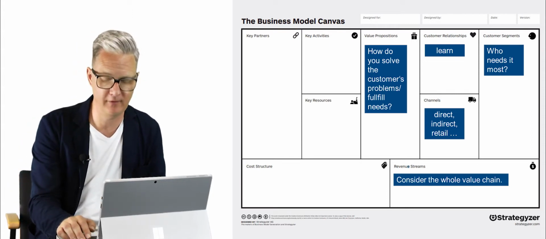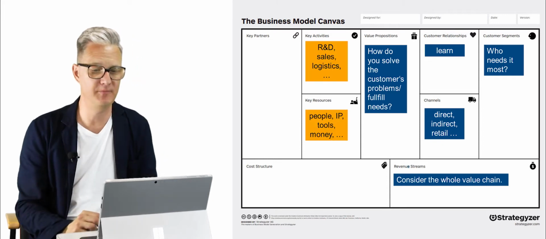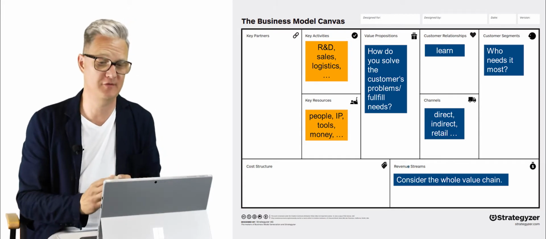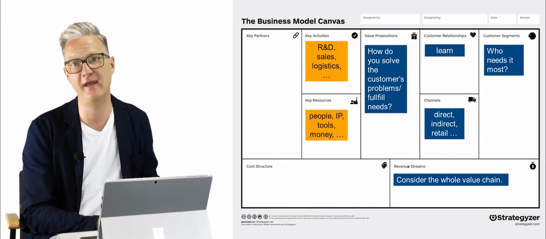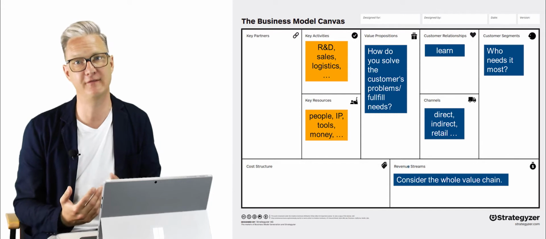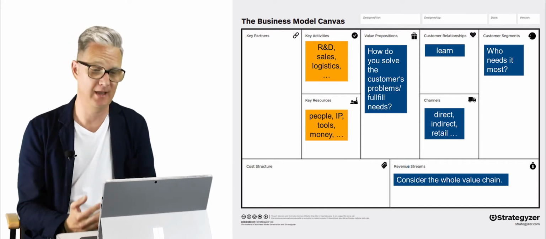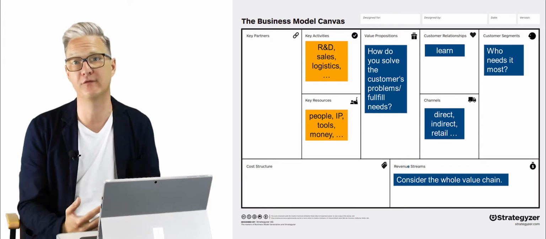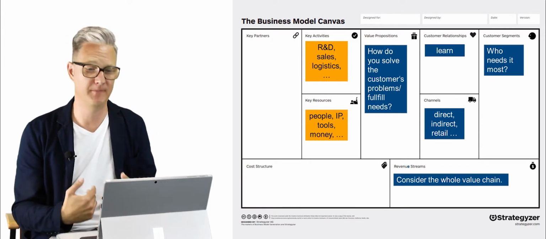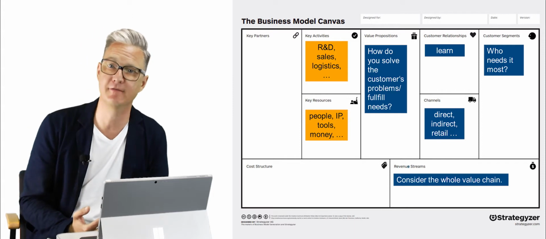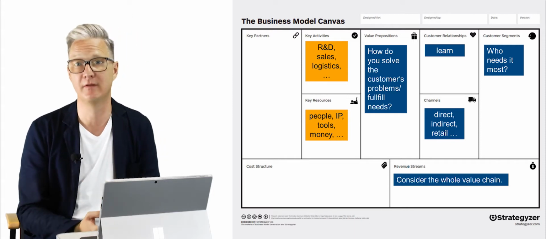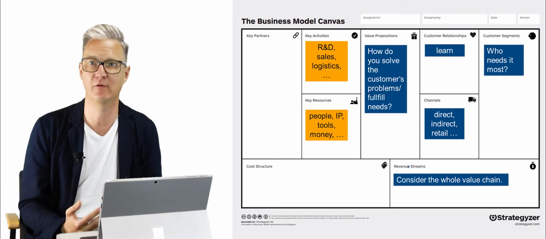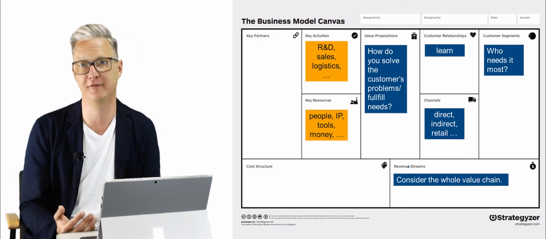So let's have a look at the input side. On the input side, you describe on the one hand your key activities. So is it R&D? Is it sales? Is it logistics? Is it production? And once you have defined this, you can say what key resources do I need to fulfill these key activities? Do I need people? Is it intellectual property I need? Are it tools or machines? Is it money? Is it all together?